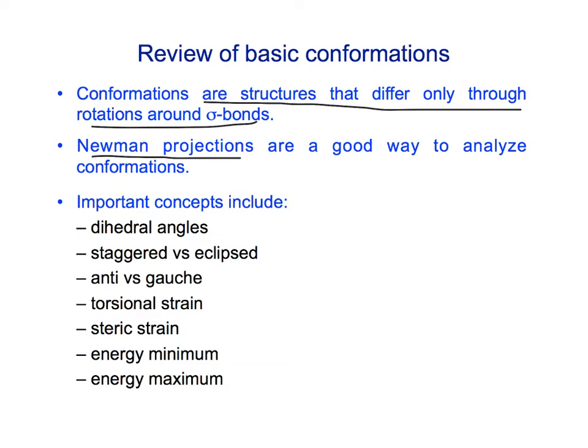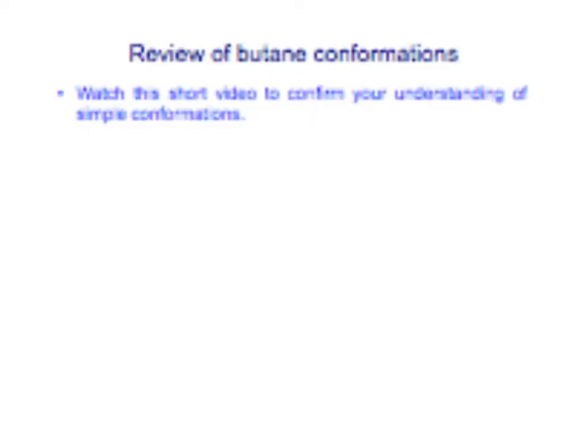Before you go on, you really should understand these following concepts: dihedral angles, staggered versus eclipsed, anti versus gauche, torsional and steric strains, and what energy minimums and energy maximums are. All right, so if you don't know these terms, go back to the text, read about them, and then we can go forward. I will do a little bit of review, and so watch this video that I've made using my molecular models to help you understand these.